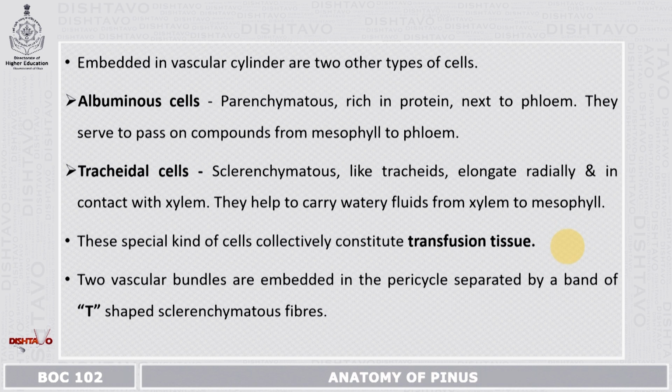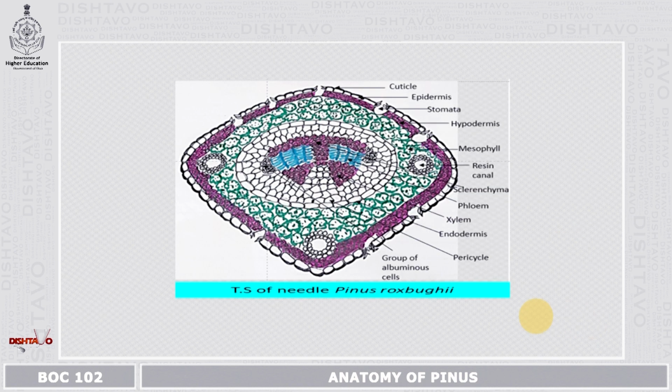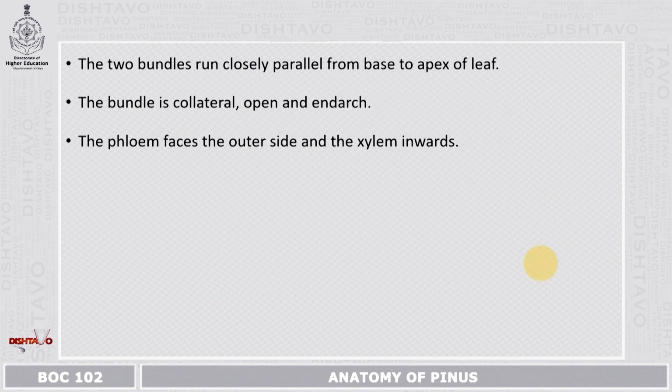Now there are two vascular bundles embedded in the pericycle, separated by a band of T-shaped sclerenchymatous fibers. Here you can see these are the albuminous cells, which are present within the vascular bundle. And these are the T-shaped sclerenchymatous cells which are covering the vascular bundles. The two bundles lie closely parallel. The two bundles are parallel to each other from the base to the apex of the leaf.